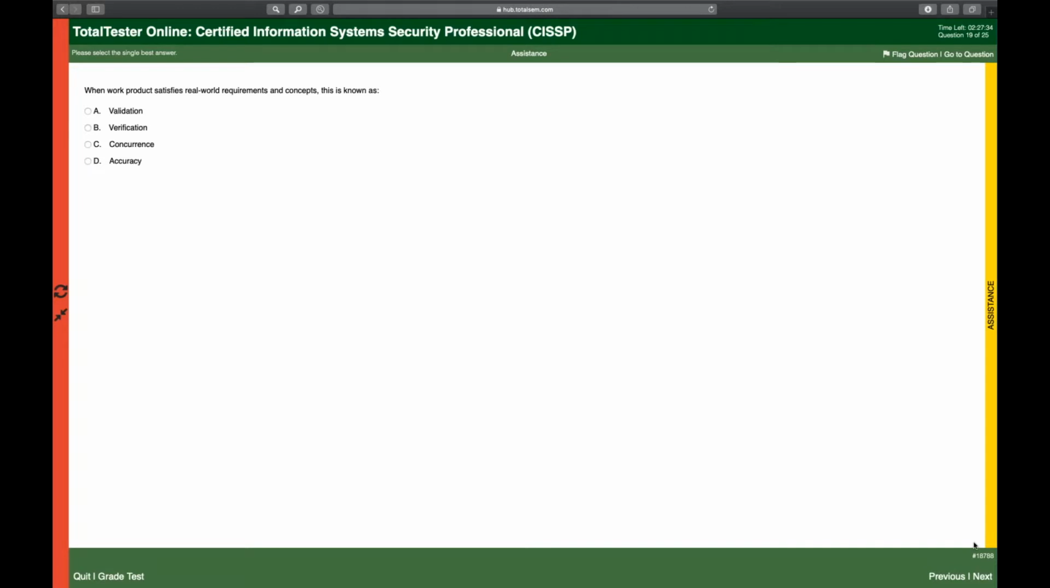Number 19, when work product satisfies real world requirements and concepts, this is known as what? Any takers? I'm going to go with B, verification. Anybody else? I agree. I think it's Bravo. I'm actually thinking alpha. Yeah, I would look at alpha first too.